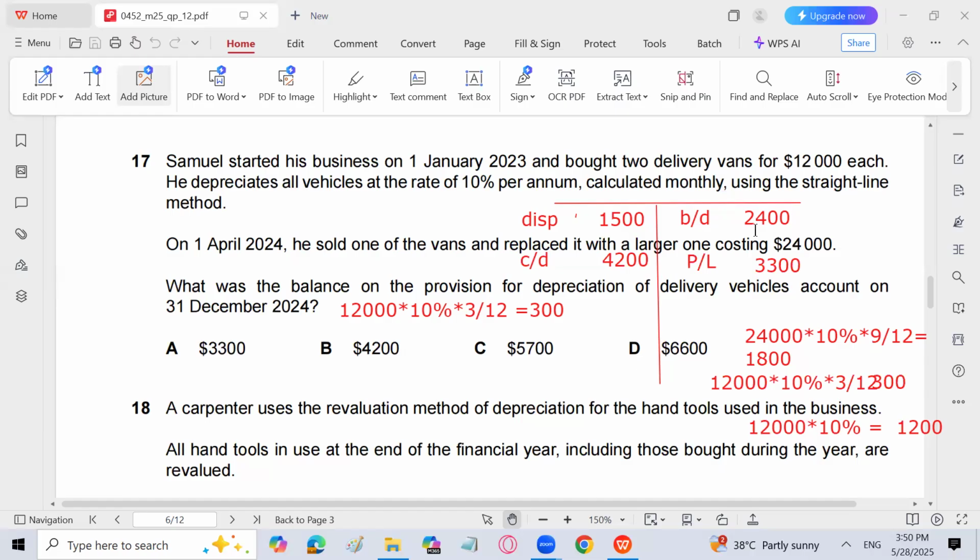So brought down 2,400, disposal depreciation 1,200 in the first year, 300, 1,500, that will be debit, and the charge for the year, the steps we have done. First, calculate depreciation on the newly purchased asset, then the asset sold, which is the same obviously, 300, and the existing assets 1,200 because it's a straight line method. So 4,200 is the carried down. So B is the answer of the provision for depreciation of delivery vehicle account as carried down.